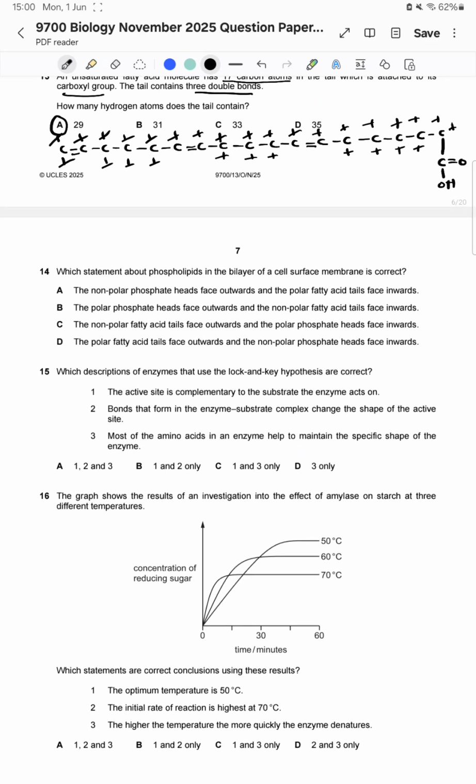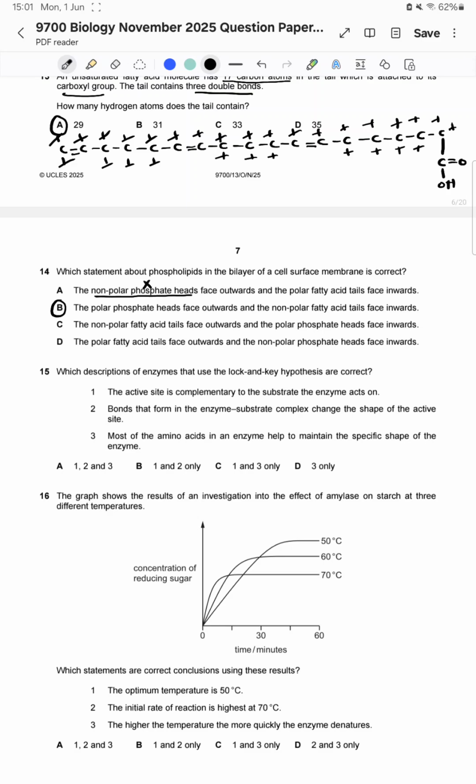All right, next. Which statement about phospholipids in the bilayer of a cell surface membrane is correct? This is a pretty easy question. First of all, the heads are not non-polar, so that's wrong, right? Then, the polar phosphate heads face outward and the non-polar fatty acid tails face inward. That's the correct answer. That's how you always define the structure of a phospholipid.